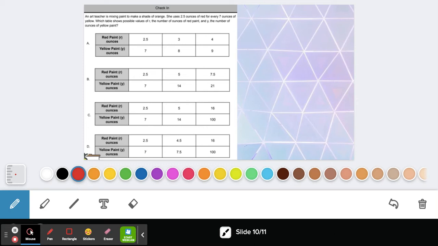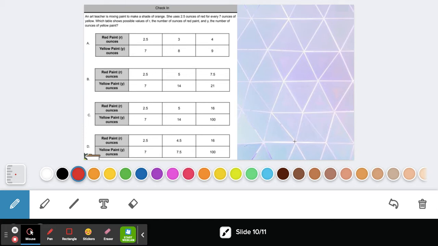So it says an art teacher is mixing paint to make a shade of orange. She uses 2.5 tenths of an ounce of red for every 7 ounces of yellow. And the table shows the possible values of R, the number of ounces of red paint, and Y, the number of ounces of yellow paint.